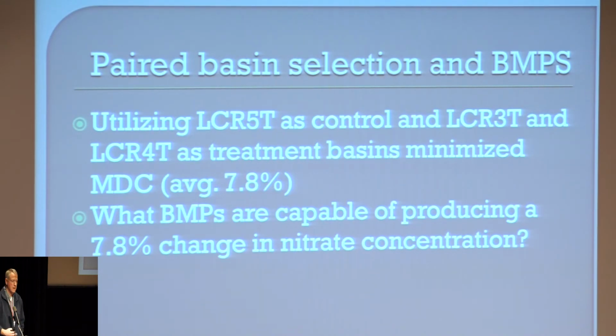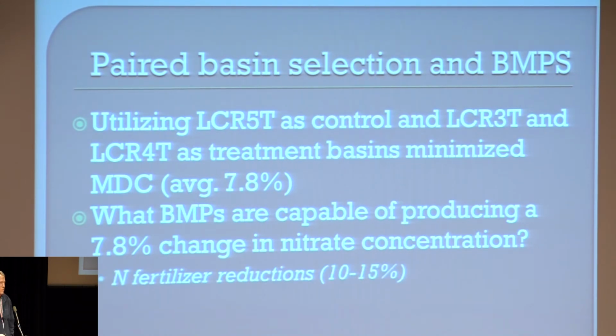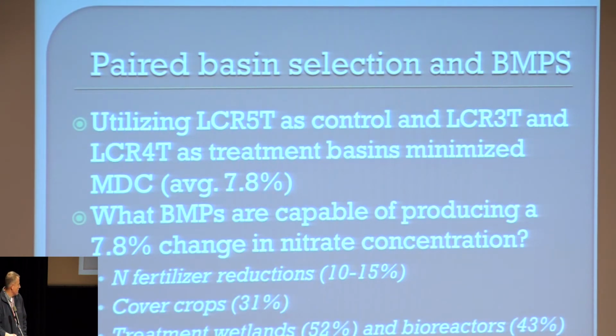Finally, let's end with some ideas of how we use this information. Utilizing 5T as the control and 3 and 4T as treatment basins provided the lowest minimum detectable change, an average of 8%. What practices, based on the strategy, are capable of producing an 8% change in concentration? Well, fertilizer reductions are capable, cover crops, treatment wetlands and bioreactors, and land use change. So it's not like an 8% change in the concentrations is insurmountable. I mean, it's possible based on some of these practices.